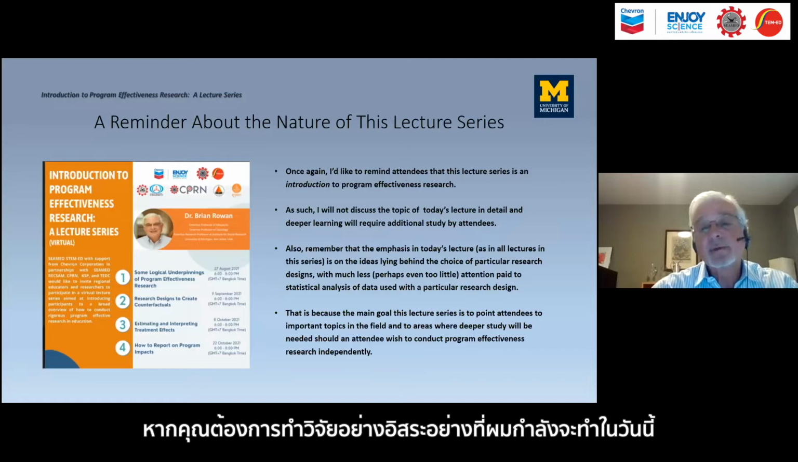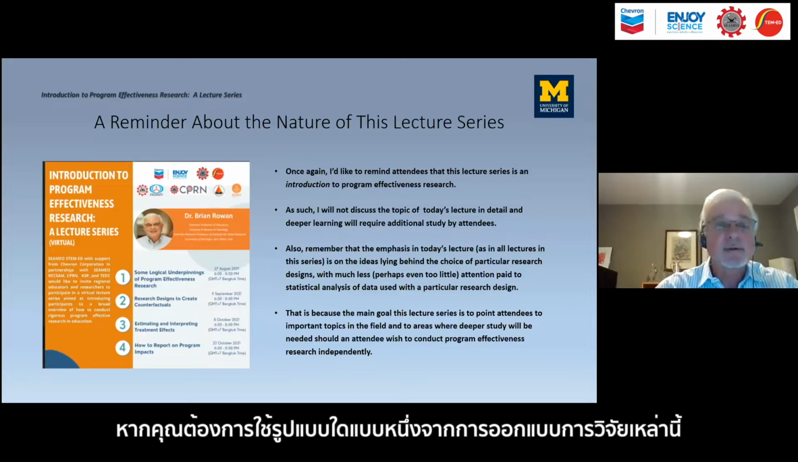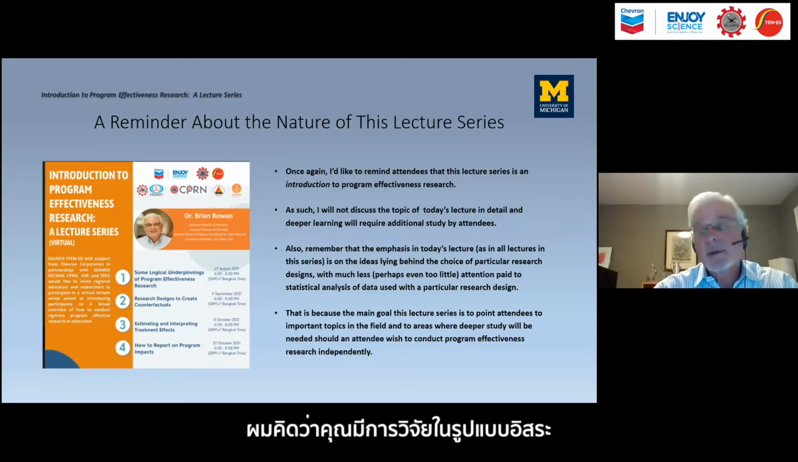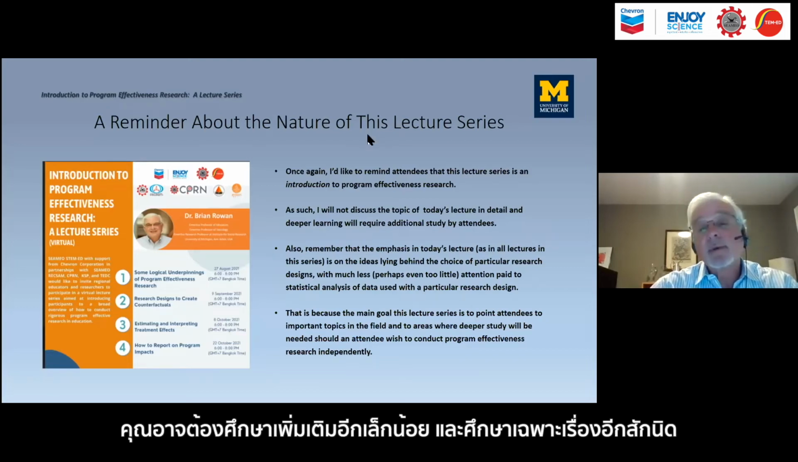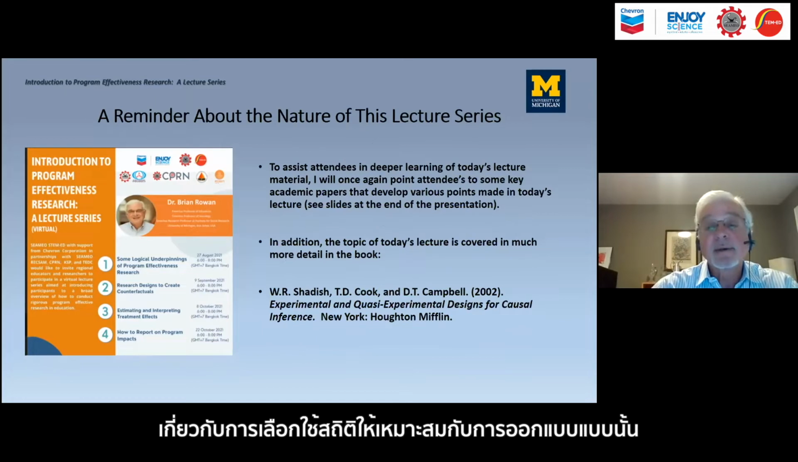What I'm going to do today then is just walk you through a variety of research designs. If you wish to use one of those research designs in an independent piece of research, you'll probably need to study a little more, and in particular, learn a little bit about the right statistics to use with that design.